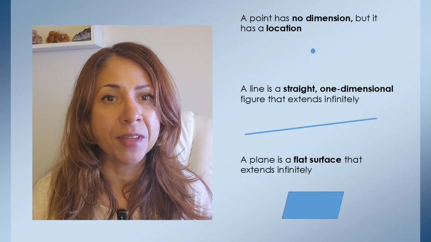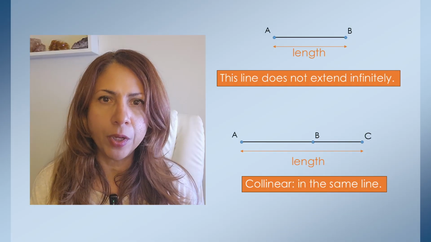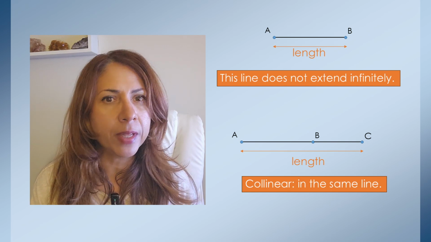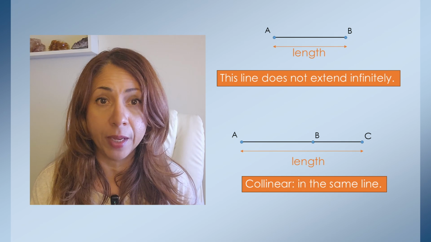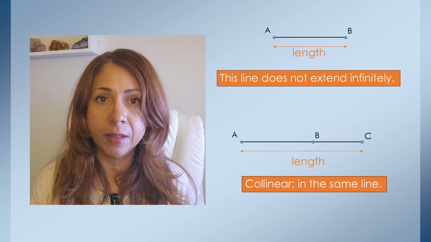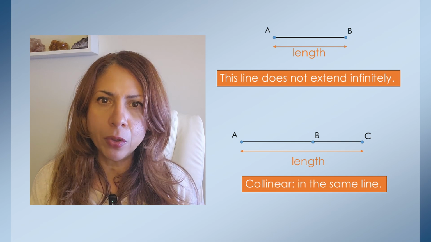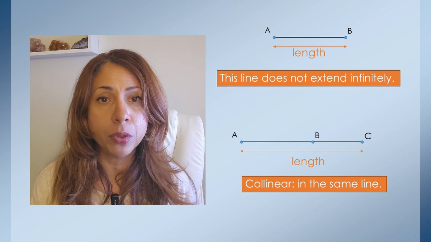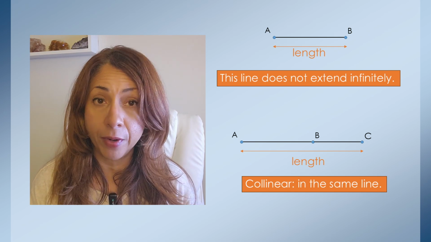Then we have a plane, which is a flat surface that also extends infinitely. How do we build these? Let's take 2 points in space and connect them. For that, we use a line. And that line or segment is no longer infinite. It is now defined by points A and B, and the length is the distance between those points. Now, let's say that we have another point, point C, that we want to connect to points A and B of this new line segment that we have created.